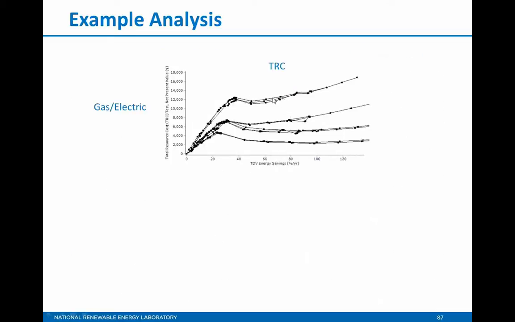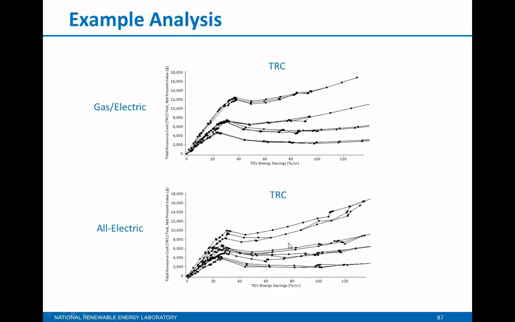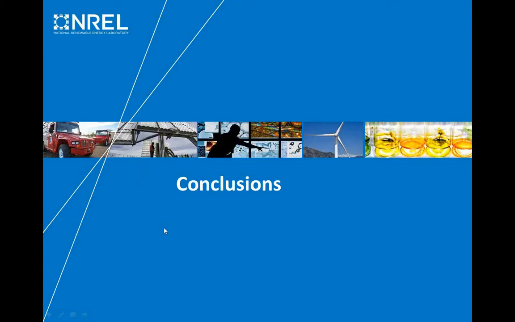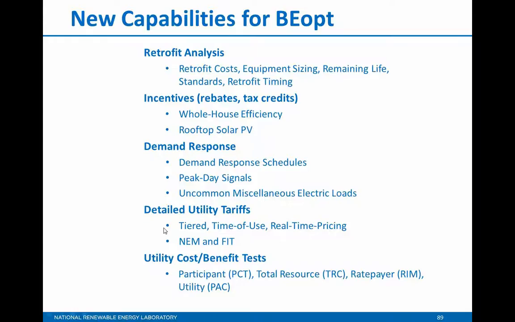Same sort of thing for a dozen different cases. The TRC, as we saw before, for a particular location and house type collapses, but there are 4 sets of curves as a function of location and house size. And the all-electric is somewhat similar, with a little bit more variability within the groups. So that is the example of analysis.